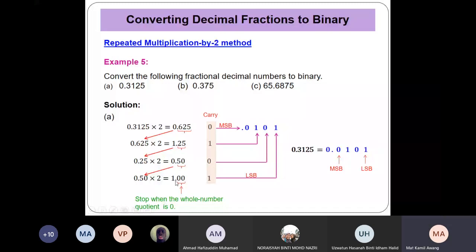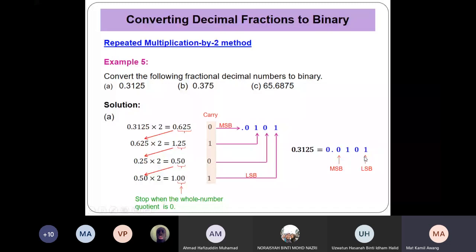You stop when this decimal portion is equal to 0. 0, then stop. Then you read this: 1, 0, 1, 0, 0, 1, 0, 1. Oh, okay. Not from the back. Alright. For the multiplication of 2, you read from the top, from the MSB. So 0, 1, 0, 1. So 0.3125 is equal to 0.0101. This is the multiplication by 2 method.